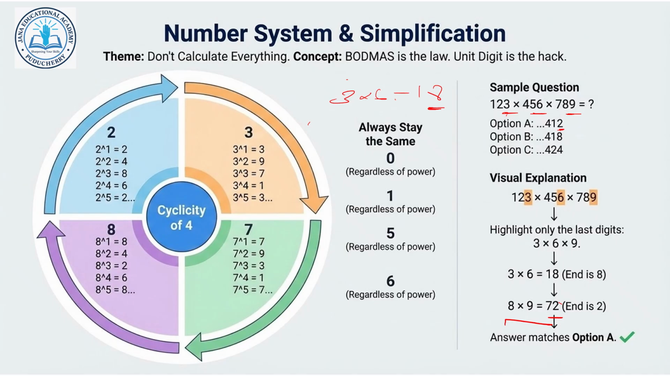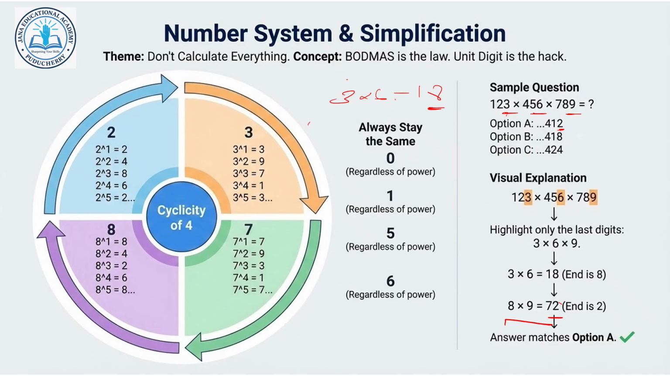This method is called the unit digit cycle method, right? Because you know that 2 to the power 1 is 2, 2 square is 4, 2 cube is 8, 2 to the power 4 is 16 actually. So the ending number we are calculating like that. 3 to the power 1 is 3, 3 square is 9, 3 cube is 27. Actually the last ending number we are taking like that. So you have to remember what number is going to end.